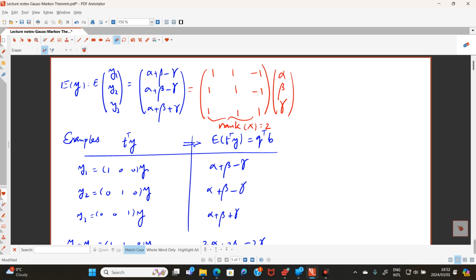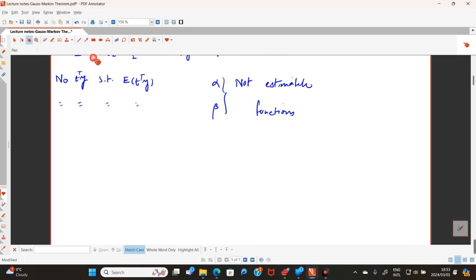Let's suppose this is matrix X, and this is the vector of parameters. Let's write B here in order to avoid confusion. So it is XB, and the rank of X is equal to 2. Let's keep this in mind. For this specific example, the rank of the design is equal to 2.